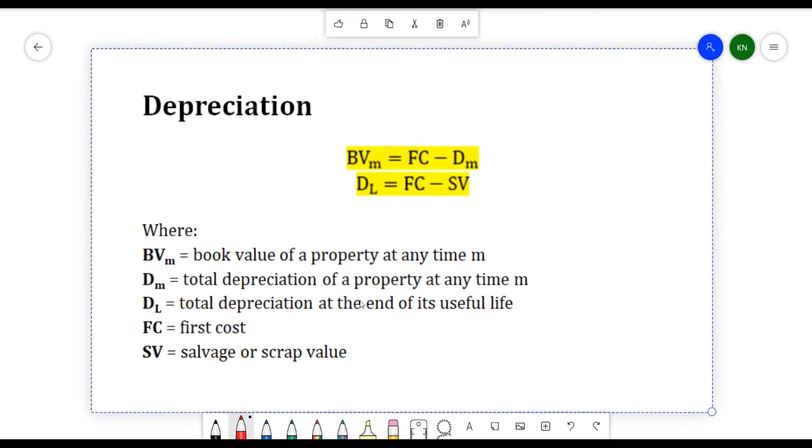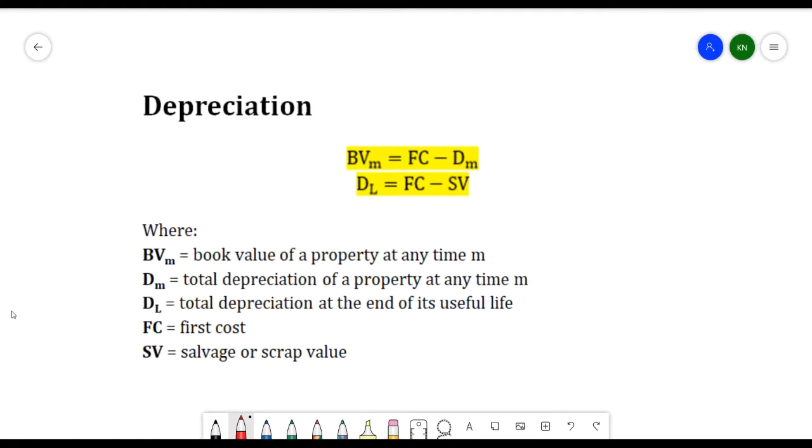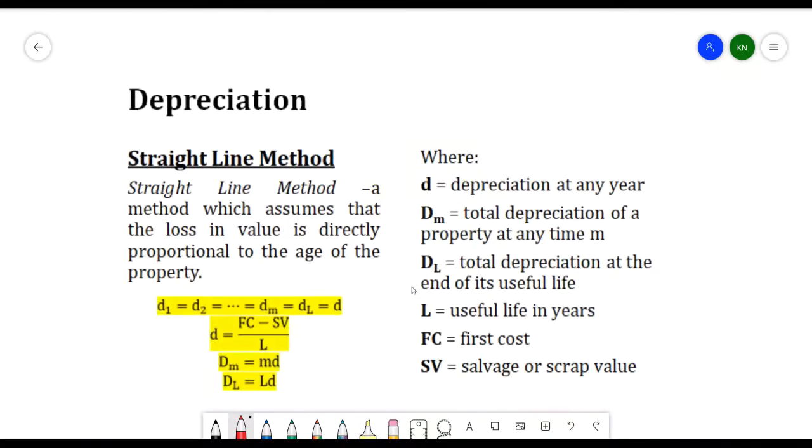There are a lot of methods in solving for depreciation, but in this video we will be discussing one of those methods: the straight line method of depreciation. The straight line method assumes that the loss in value is directly proportional to the age of the property.